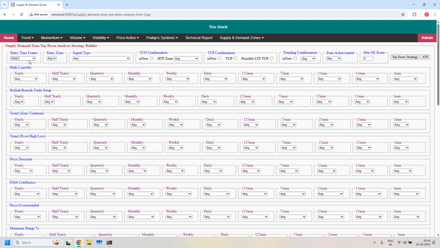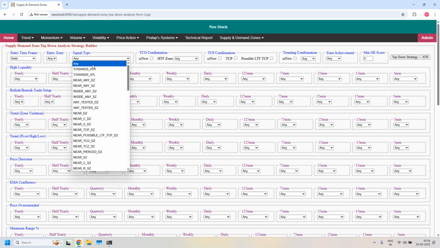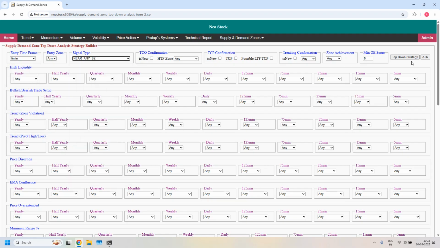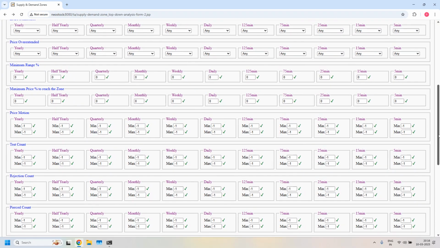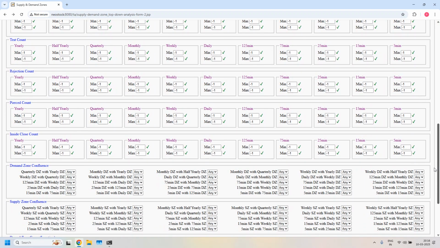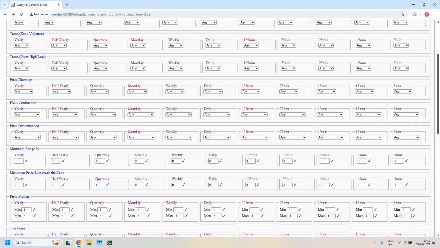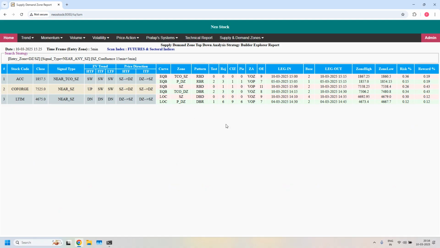Okay, next 5 minutes time frame, stocks near 5 minutes supply zone. We got 9 stocks. We can further filter this list based on 5 minutes and 15 minutes supply zone Confluence. So with this filter, we got 3 stocks. So this is about stocks near demand and supply zones.